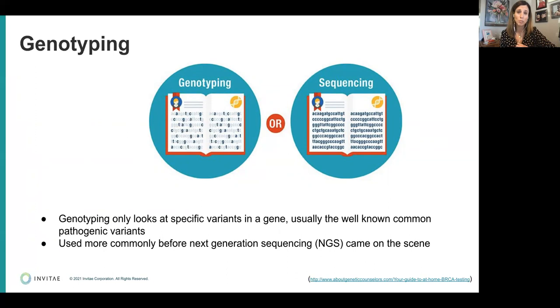Traditionally, sequencing had been done with a technology called Sanger sequencing, but this has now commonly been replaced with next generation sequencing.